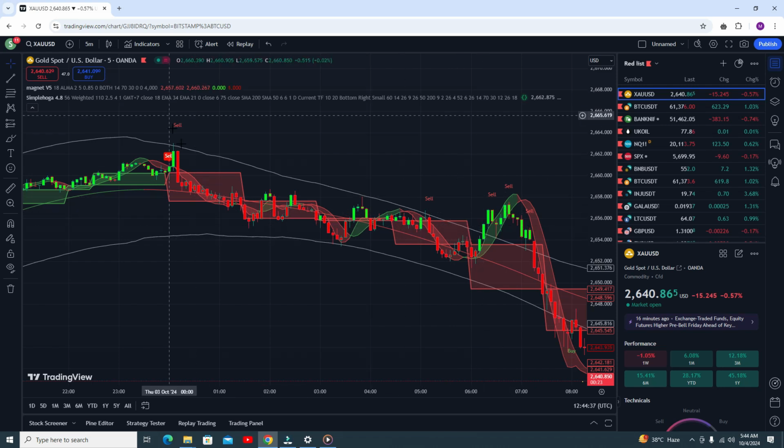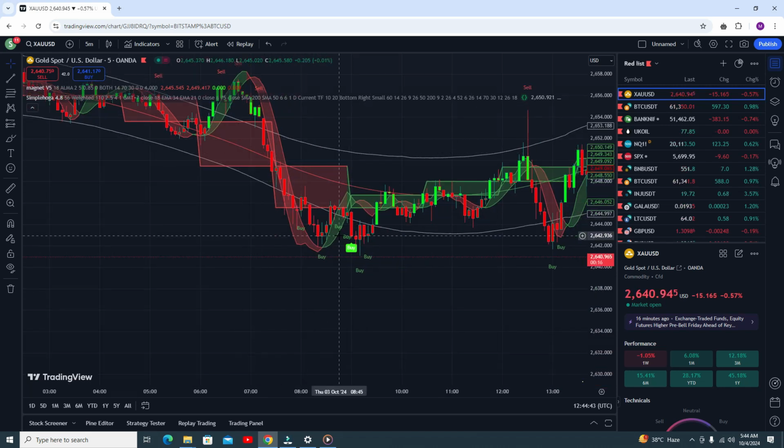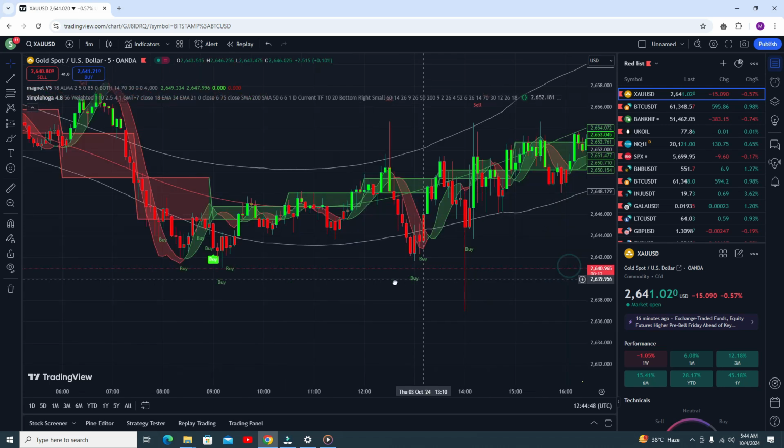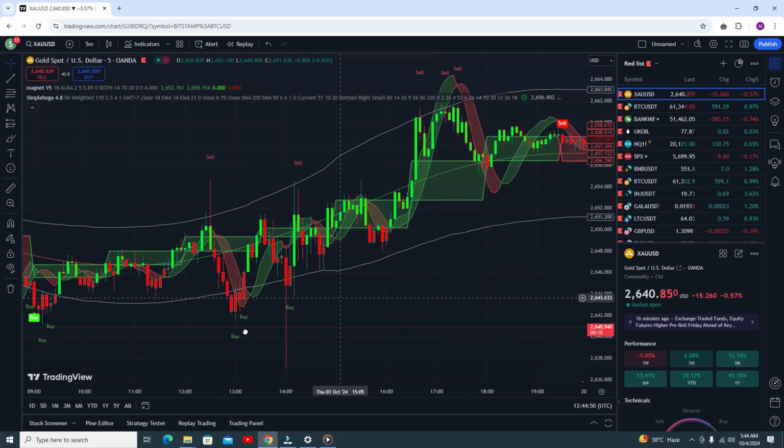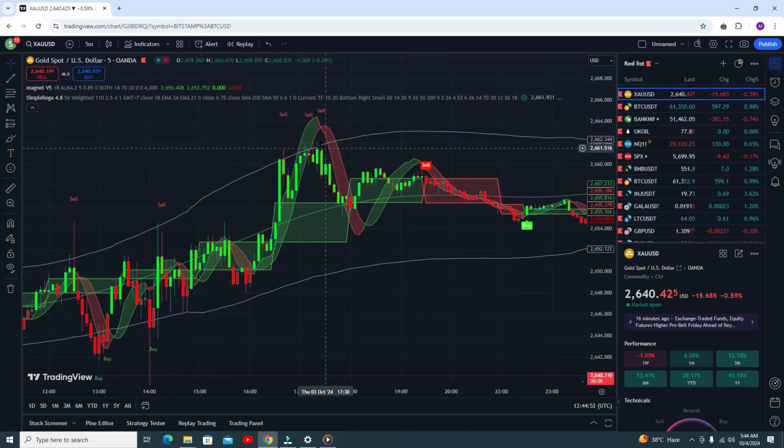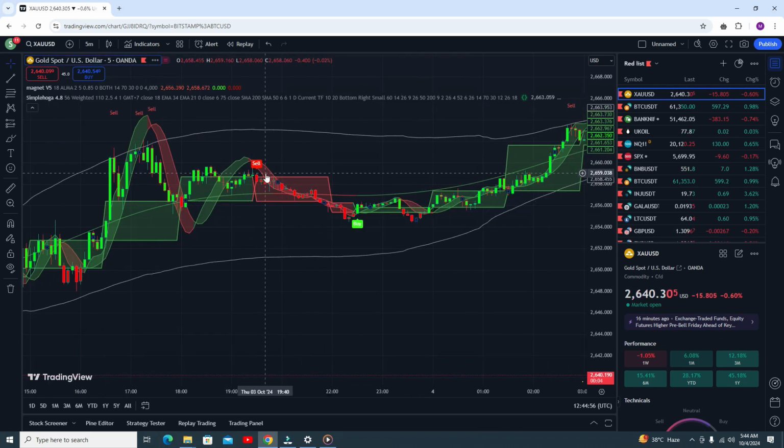Sell signal. Yeah, these are all sell trades. First sell trade, second, third, fourth, fifth, five sell trades, and all the sell trades are profitable. Here you can see buy trades 1, 2, 3, 4, 5, 6, and all the 6 trades are profitable here. Okay, here these are actually a very small profit, but actually it's profitable.